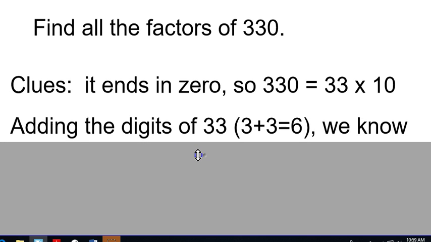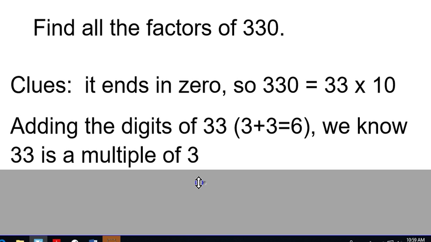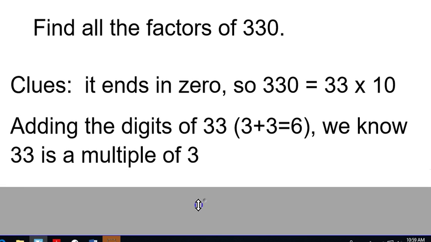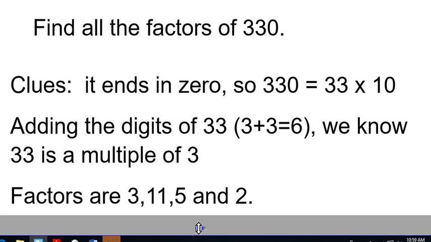Okay, then you may remember the technique that if you add up the digits and you get a number that's divisible by 3, like the number 6, that means that 33 has to be a multiple of 3. So I could further write out factors. I've got 3 times 11, and then 10, of course, you guys know is 5 and 10. Those are the factors. So that's how we would use clues to break down an integer like that.